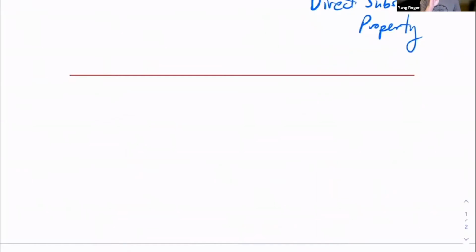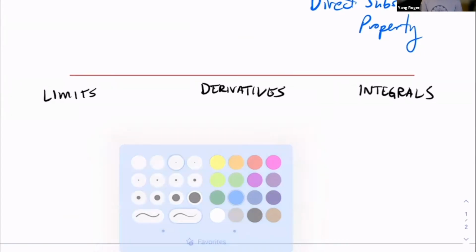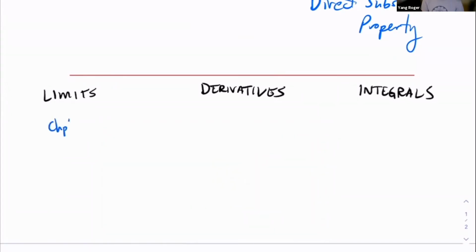In calculus, there are three main mathematical objects. We have limits, we have derivatives, and we have something called integrals. Okay, so limits is all about chapter 1.